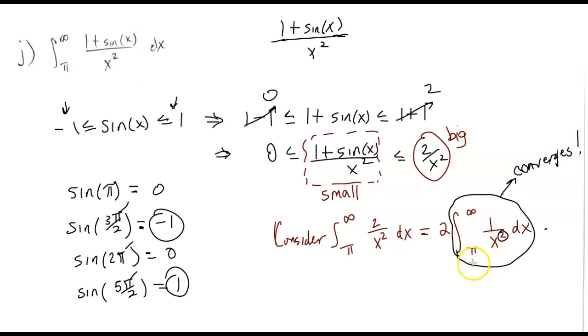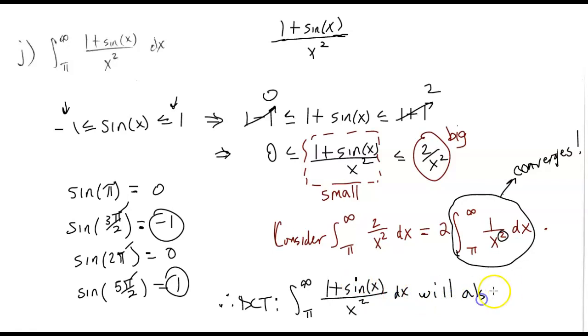So since this integral converges, that means 2 times that integral will converge. And thus, by the direct comparison theorem, we know that our original improper integral will also converge.